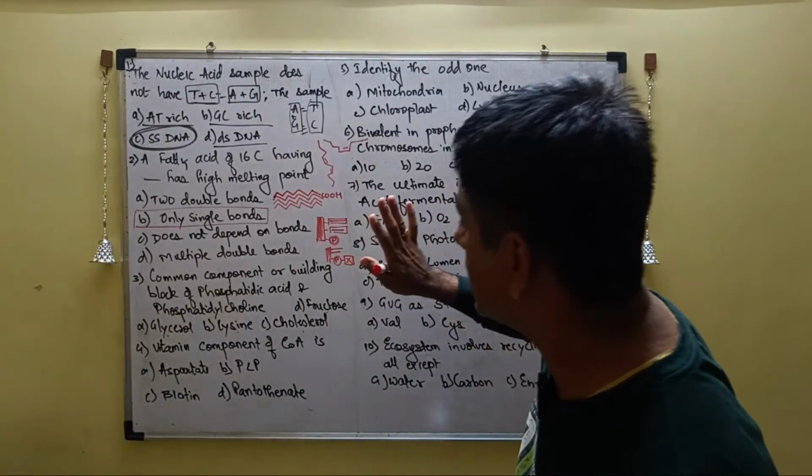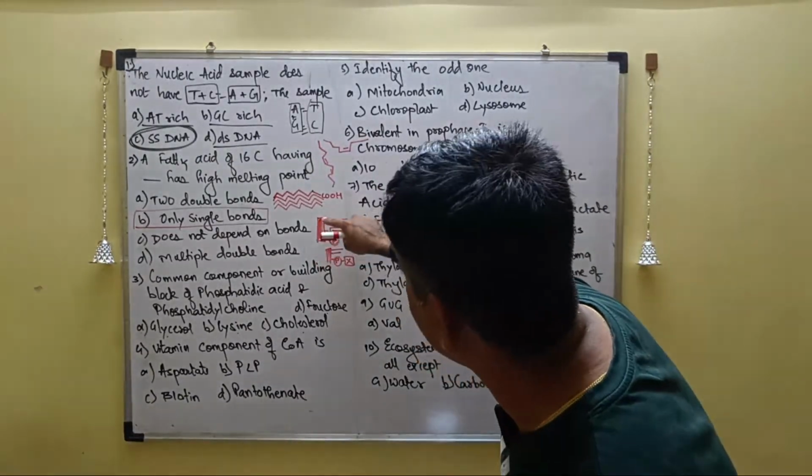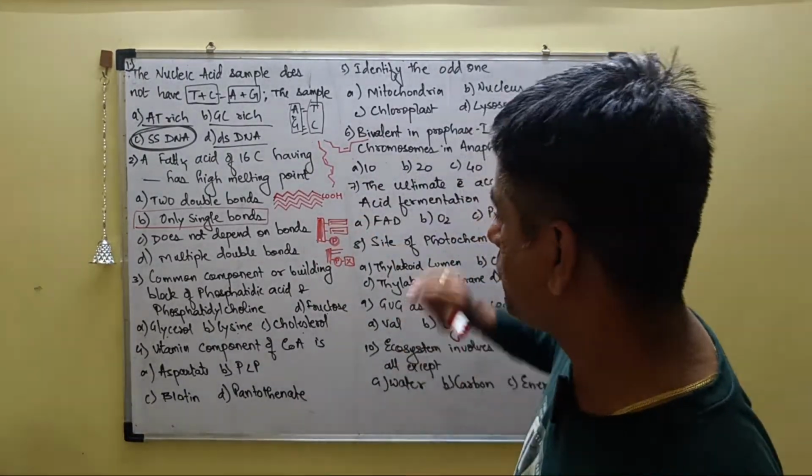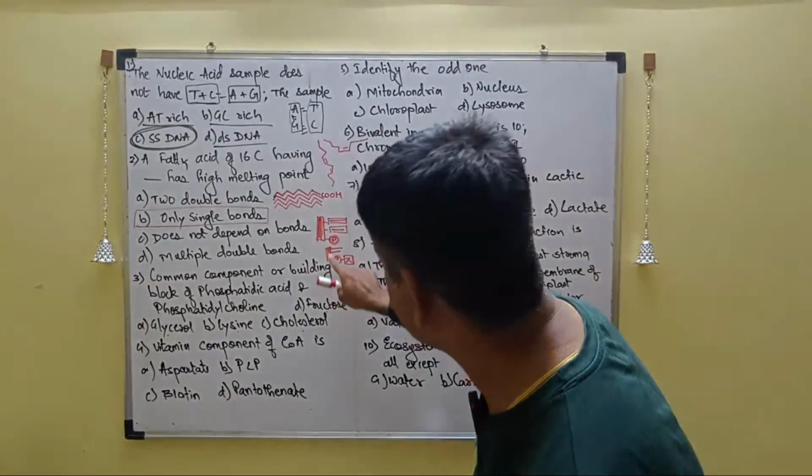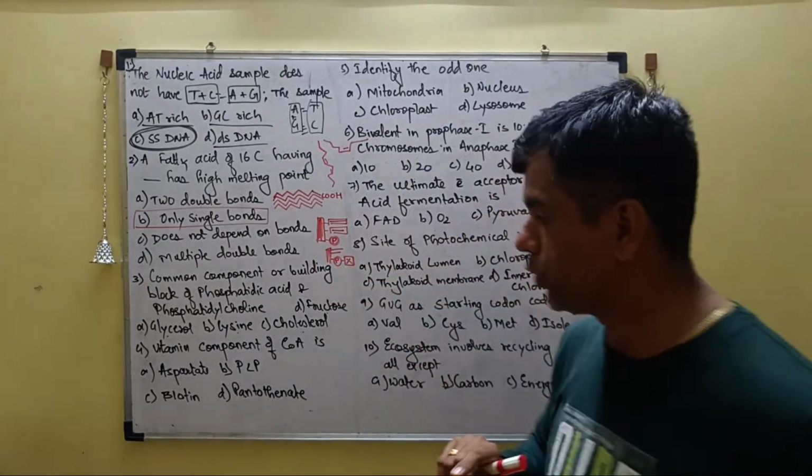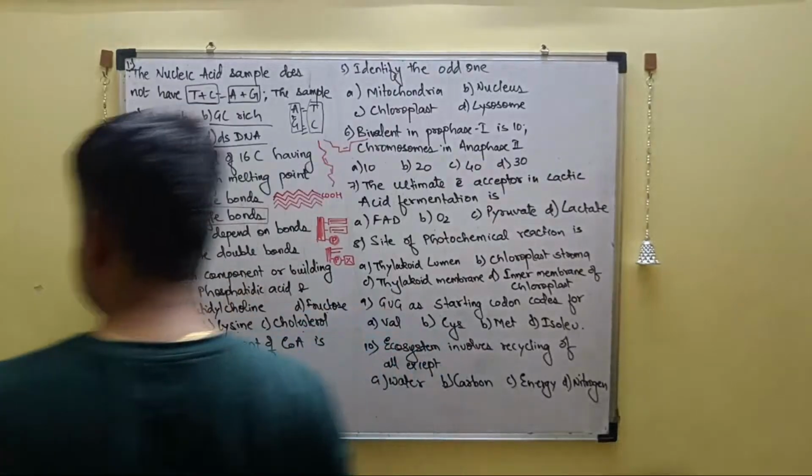Phosphatidic acid, again, I am repeating once again: it has glycerol, 2 fatty acids and a phosphate, and phosphatidylcholine has a glycerol, 2 fatty acids, a phosphate and a head group. So what is common? Yes, it is glycerol. Great.